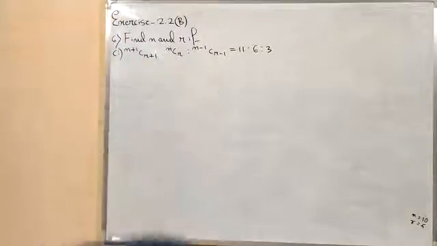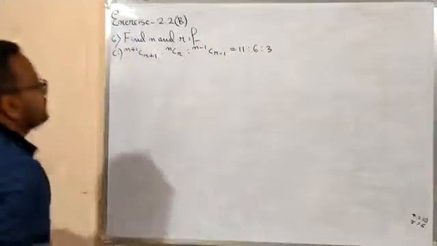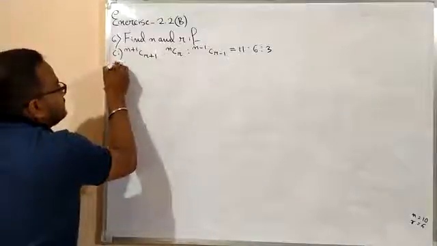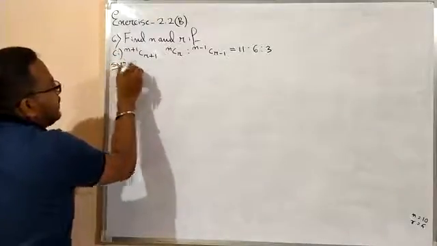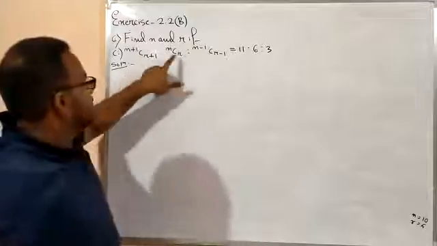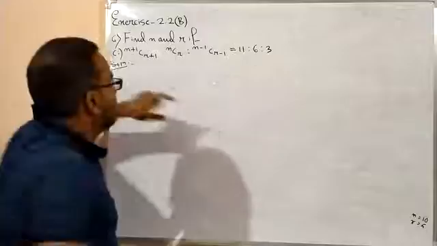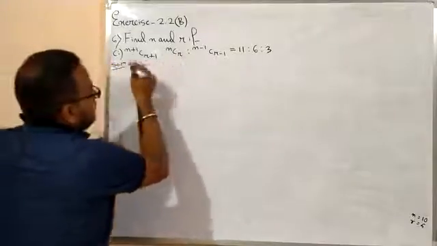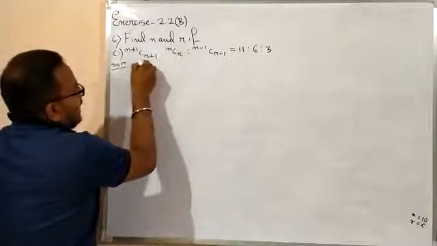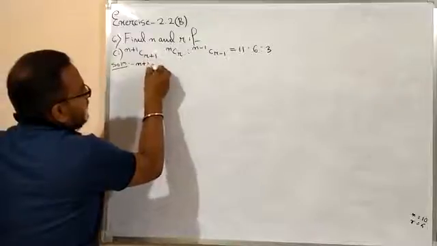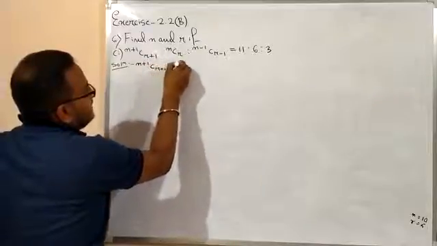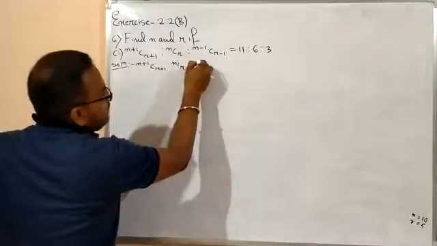Let us see. Solution. Okay, that means this with this is to this, and this is to this. So I can write first this is to this: n plus 1 C r plus 1 is to nCr equals to 11 is to 6.